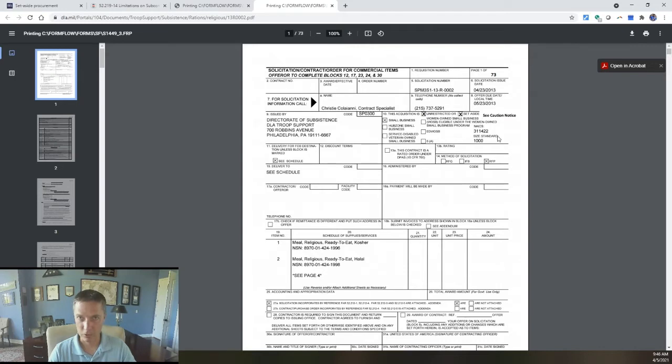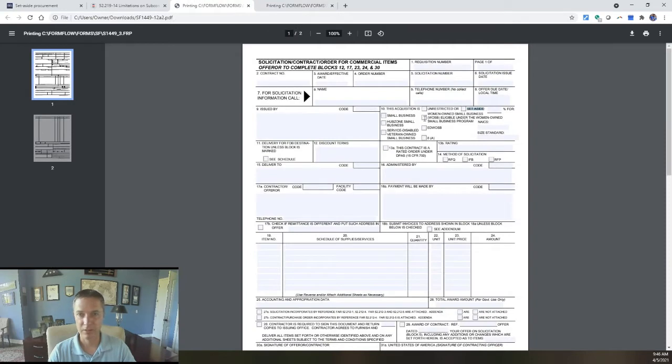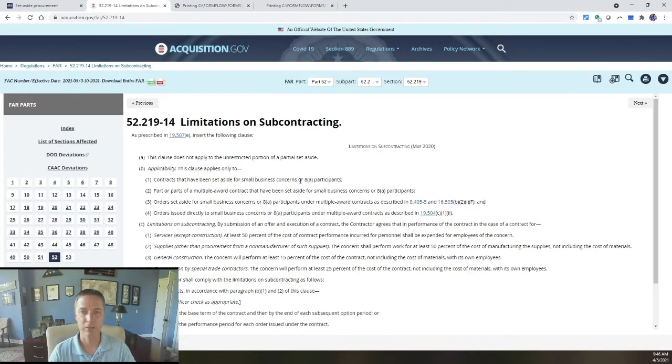So that's how you know if this conversation applies to you. If you have a contract and you are the prime, look at your 1449 cover sheet and see if any of this is checked. If it is, then pay attention. If that's checked, then you have to understand the amount of work that you do as a company versus how much work you subcontract out to other companies.